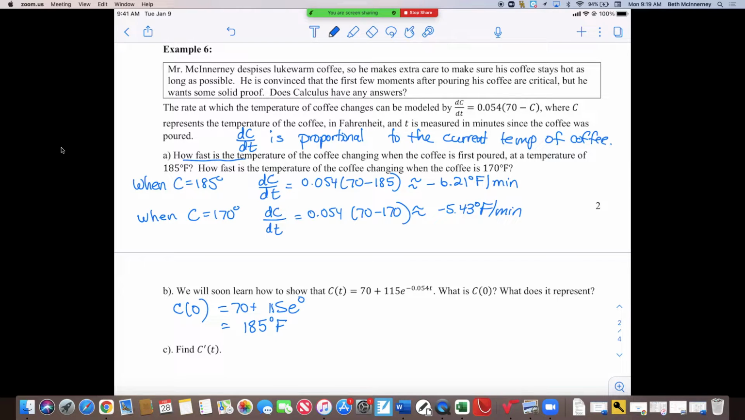What does this represent? Yeah, at time 0, or couldn't we say the initial temperature of the coffee when it is first poured?